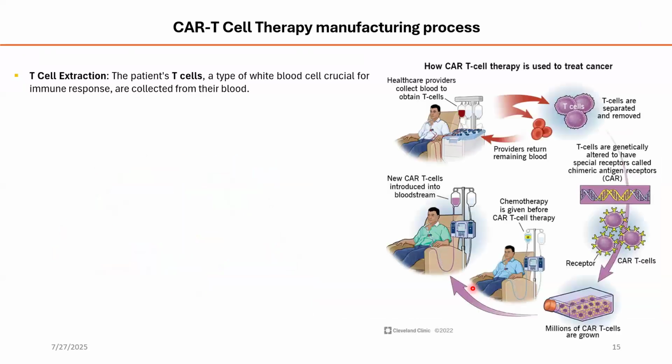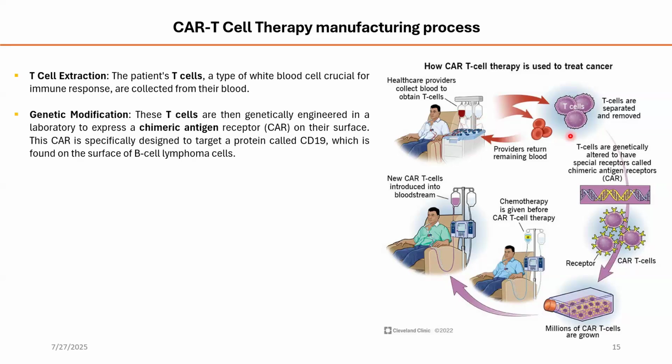So how is it manufactured? First, you take the T cell extract using apheresis, where the T cells are specifically isolated using a machine in which high speed centrifugation is done, and the blood components are collected into separate bags. You only need T cells, so only the T cells are selected, and the remaining blood is reinfused into the patient.